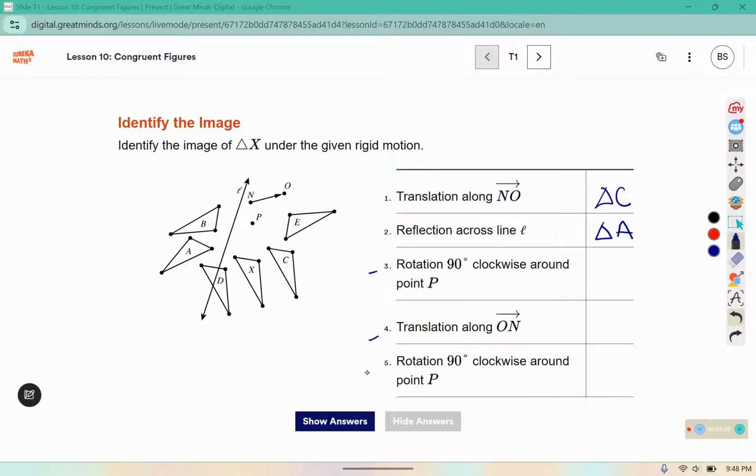Please complete the remaining 3, keeping in mind X is going to be the original for all of them. Where would you end up after a rotation? How about a translation going the opposite direction? Or a rotation around P, 90 degrees clockwise. Those say the same thing, so let me check and make sure there's not a typo. Number 5 should say counter.